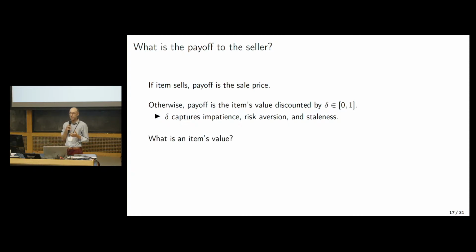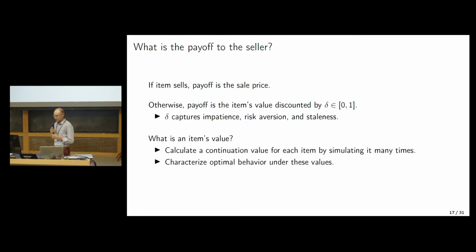This is a fundamental question in empirical bargaining research. It's the reason why most of empirical bargaining research is done in the lab, because in the lab you can randomly assign valuations to subjects. Obviously we can't do that, nor can we go and query these sellers as to how much they really value their antique brass urn. So what we're going to do instead is something else. We're going to calculate a continuation value for each item by just simulating it many, many times, and then we're going to characterize optimal behavior under these values.